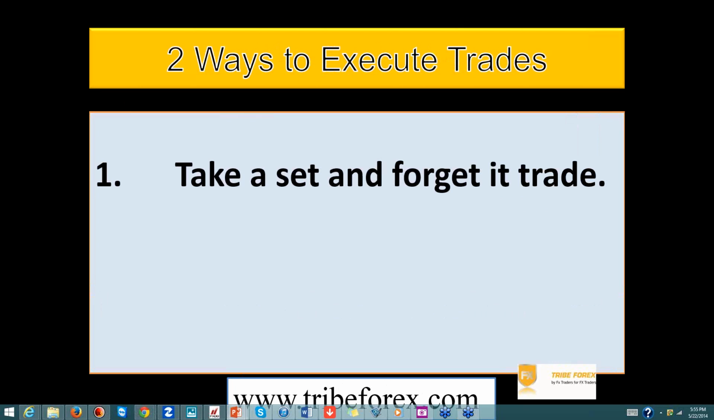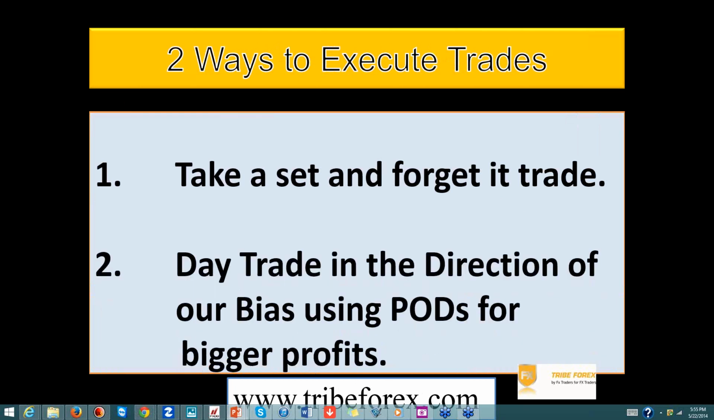Now, how do we take advantage of this to make money? We, number one, either take a set and forget it trade, or number two, we day trade in the direction of our biases using our pods. Now, if you don't know what a pod is, we have a free course on our website, tribeforex.com, where you can figure out what a pod is and learn a lot more.